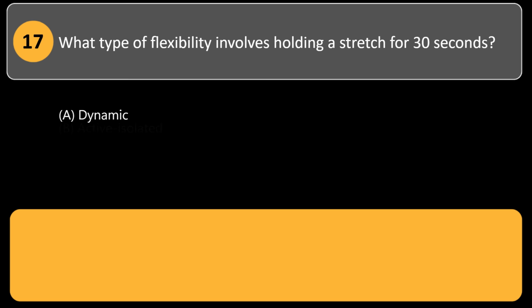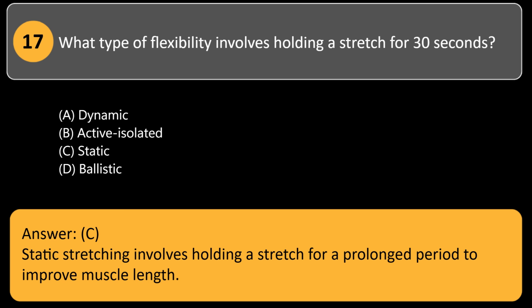What type of flexibility involves holding a stretch for 30 seconds? A. Dynamic. B. Active isolated. C. Static. D. Ballistic. Answer: C. Static stretching involves holding a stretch for a prolonged period to improve muscle length.